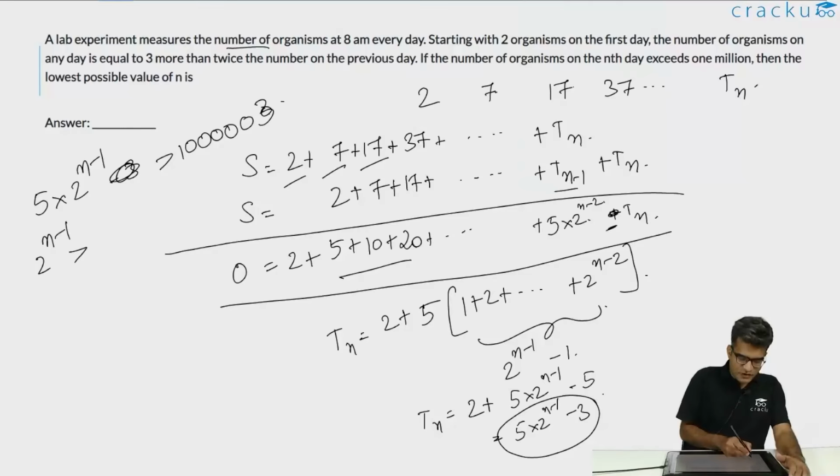So 2 to the power 18 for the first time will be greater than 2 lakhs. So the value of n minus 1 will be 18 for the first time, or the value of n has to be 19. So the answer for this question is 19.